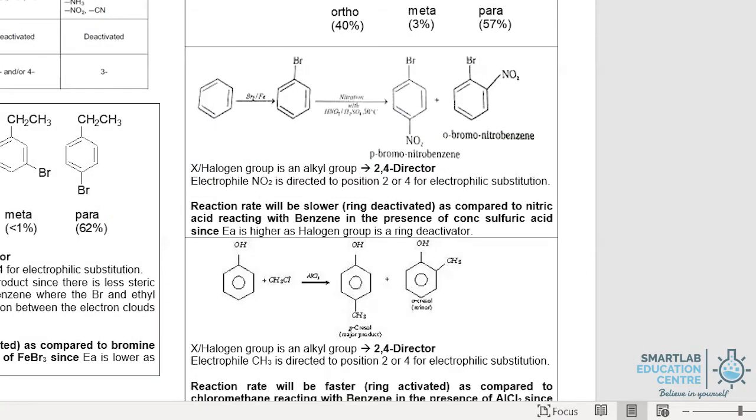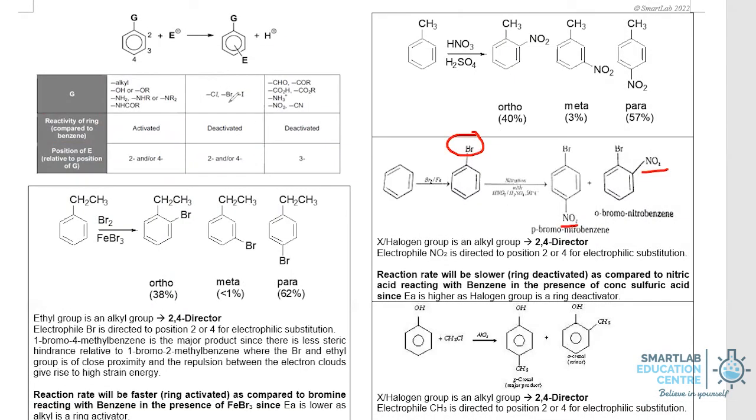So let's take a look at another example. The other example to look at is bromobenzene. If I have bromobenzene, I'm going to add on a nitro group. So let's take a look at the table. Bromine is here on the table, so it's a 2,4 director. So it's not surprising that this is the major product. P-bromo, as I repeat, is because it's para. So P also represents position number 4, while O is ortho, so it represents position number 2.